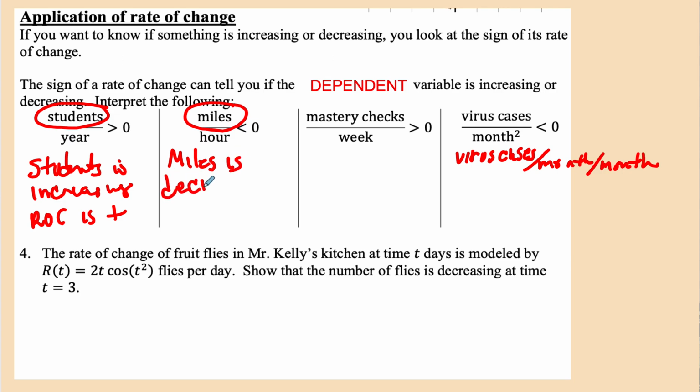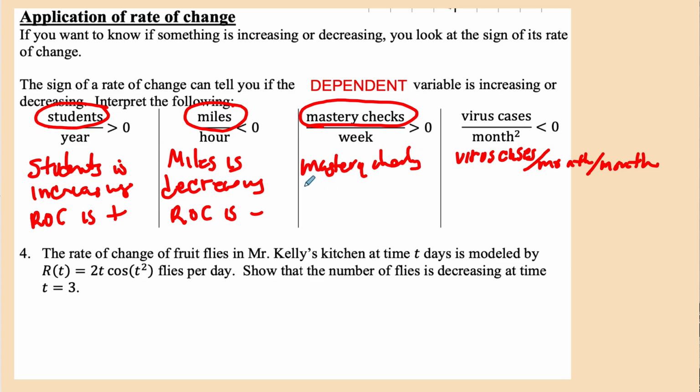Over here, the dependent variable is miles, so miles is decreasing. How do I know it's decreasing? Because the rate of change is negative. If we're talking about mastery checks, mastery checks is increasing, and that's because the rate of change is positive.